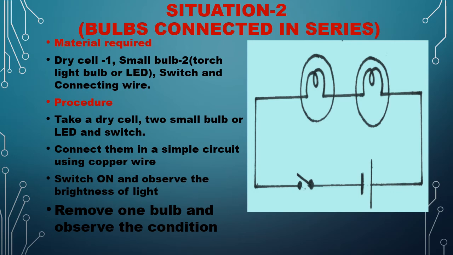And again, you have to observe the brightness. If the brightness is there, note it down. If there is no brightness, the bulb is not glowing. Write it down. Understand? Then we go for the next situation.